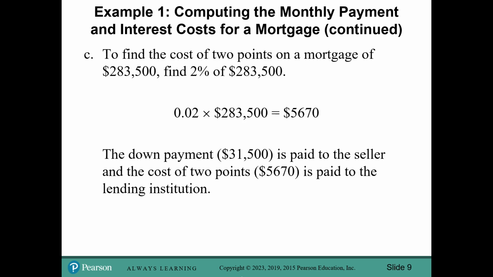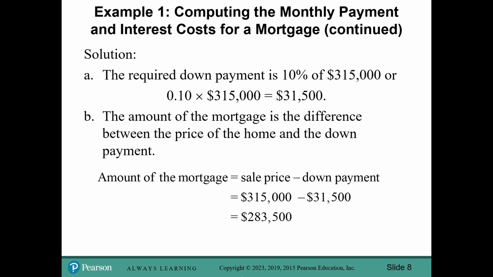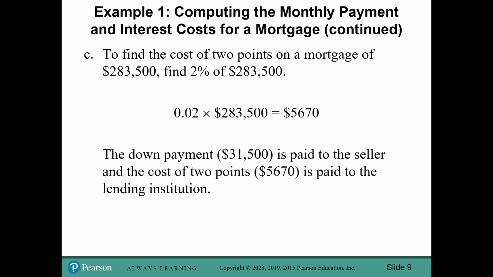Now part C, to find the cost of 2 points on a mortgage of $283,500, we're going to find 2% of $283,500. All we're doing here is finding how much must be paid for the 2 points at closing. You don't multiply the 2 points at closing times the whole cost of the house, the $315,000. You only have to pay the 2 points at closing on the actual mortgaged amount. The mortgaged amount here was the $283,500. So we multiply 2% times $283,500, and we have to pay $5,670. So the down payment of $31,500 is paid to the seller, and the cost of 2 points, the $5,670, is paid to the lending institution.